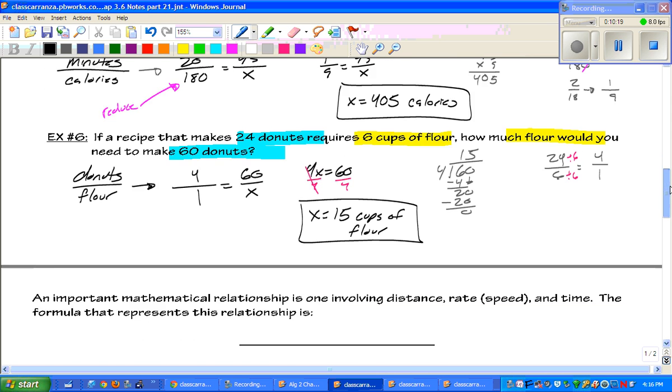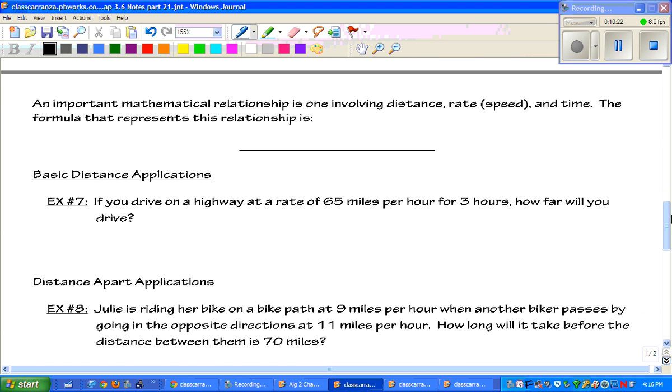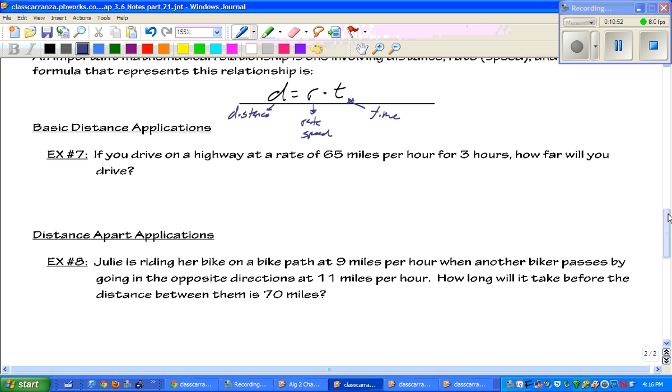All right, good job with the first page. Let's flip it over. Now, an important mathematical relationship involving distance, the rate or speed, and time is the formula d equals r times t, where d is the distance, r is your rate or the speed, and t is your time. So let's see how you do on the first one.